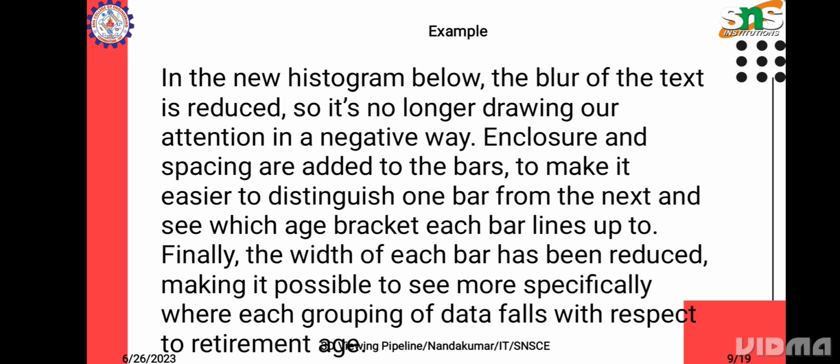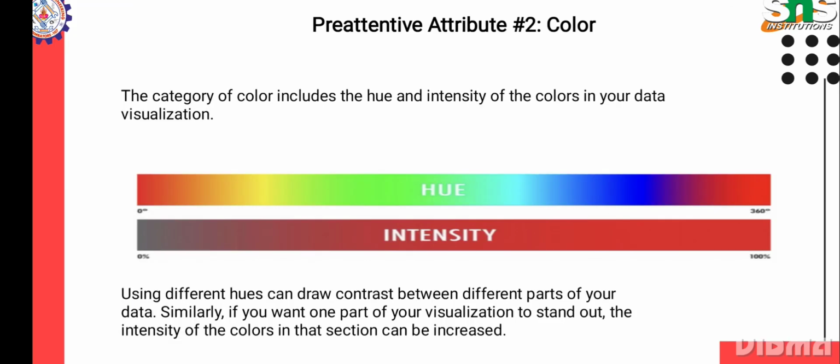In the new histogram below, the blur of the text is reduced, so it's no longer drawing our attention in a negative way. Enclosure and spacing are added to the bars to make it easier to distinguish one bar from the next and see which age bracket each bar lines up to. Finally, the width of each bar has been reduced, making it possible to see more precisely where each grouping of data falls with respect to the retirement age.